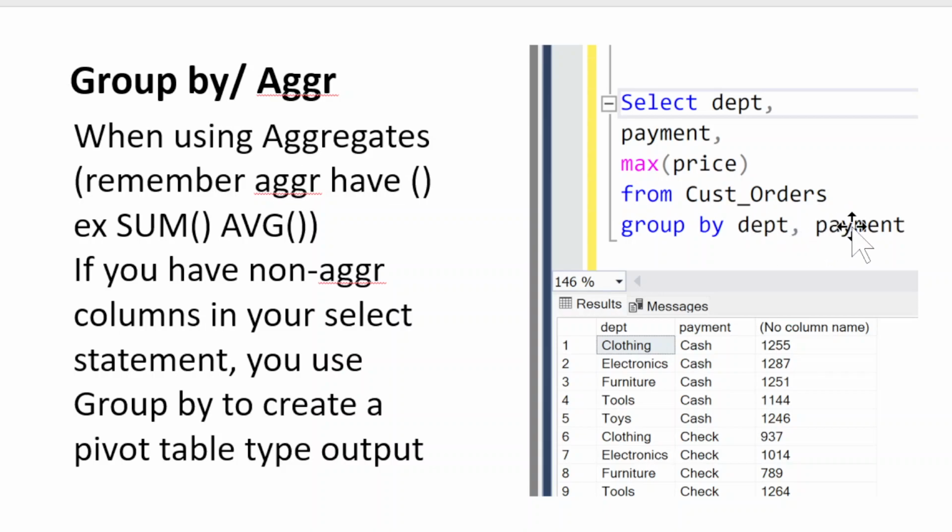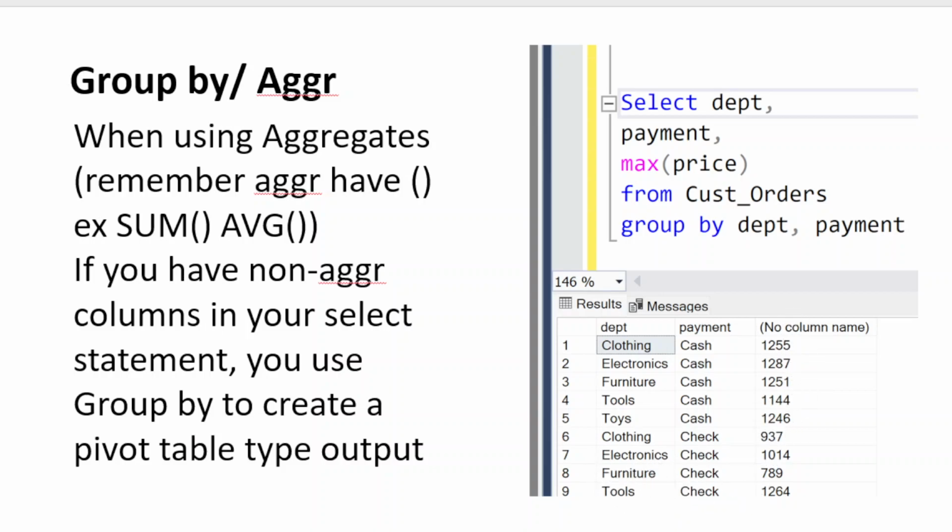So everything that is not an aggregate goes in the group by. If I had 30 aggregates and nothing else but aggregates, I wouldn't have to use a group by. But if I have one value that's not an aggregate, I have to group by. And what it does is it gives you a pivot table type solution. So you'll see it starts with clothing, cash, electronics, cash. Then it goes on to clothing, check, electronics, check, and then you add.